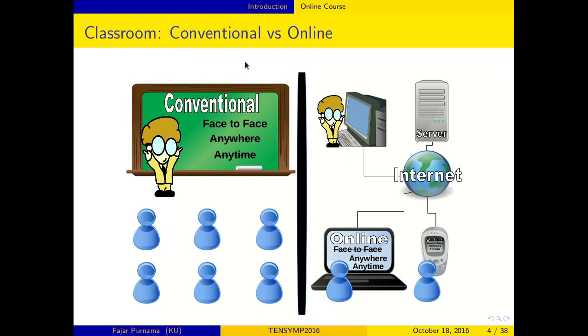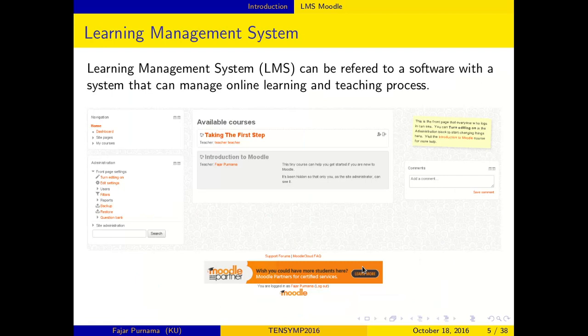In conventional course, if you remember the old days, we meet in the classroom with our teacher, and then we will have a face-to-face teaching and learning process using a chalk and a blackboard. Different from the online course, where everyone uses a computer device connected to the internet and follows the course from anywhere at any time. And most people manage their online course with a system called learning management system. Learning management system can be referred to as software with a system that can manage online learning and teaching process.